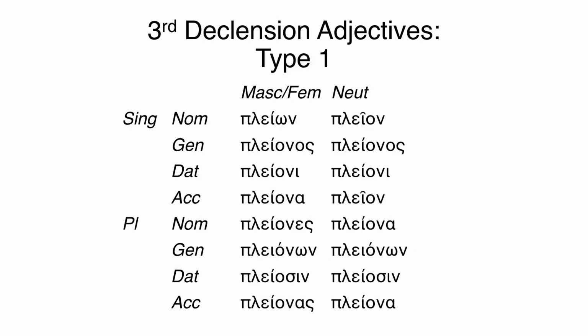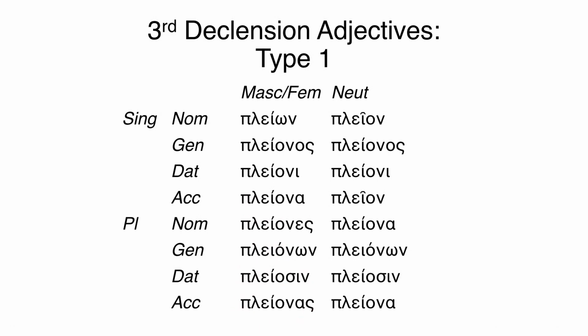The first type is modeled on the word pleion or pleon, which means more. We see that there is a masculine feminine column and a neuter column for this type 1 adjective. Let's work through them. Pleion, pleionos, pleioni, pleiona, pleiones, pleionon, pleiosin, pleionas, or with a modern pronunciation, pleon, pleonos, pleoni, pleona, pleones, pleonon, pleosin, pleonas.